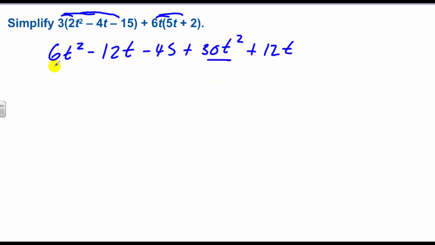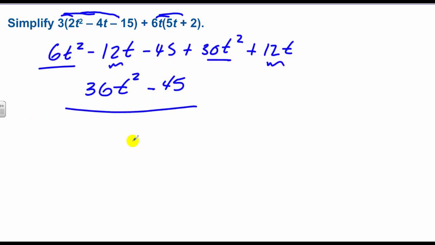So I see I have a t squared here and a t squared here. I take the coefficients and add them, which is 36. I keep the variable and the exponent the same. Now I notice I have a negative 12t and a positive 12t, which add to 0. And my constant term of negative 45 is left, and that's all I've got.